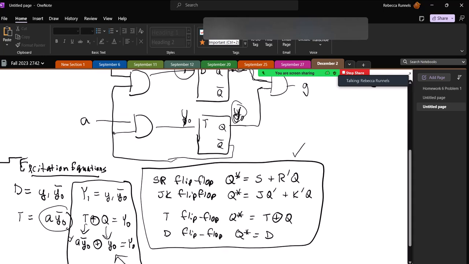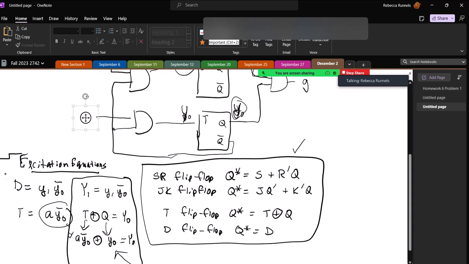So this is excitation equation 1, this is excitation equation 2. It's the inputs into the flip-flops. And then the transition equations, or next state equations, are where you take those and apply them to the characteristic equation of that flip-flop.